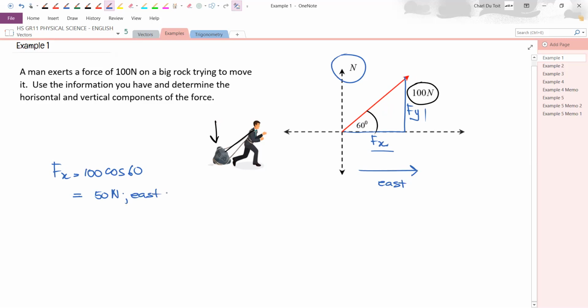I don't need to explain that. North, east. No, we learned that last year. Yes, very good. And then the y also, it's a component, basic geography thing. The y component will be 100 sin 60, and that's harder to do in a calculator. That will be 50√3 or something. But in science, I believe we have to use decimals. Yeah, 50√3, or it is 86.60 Newton, and that would be north.